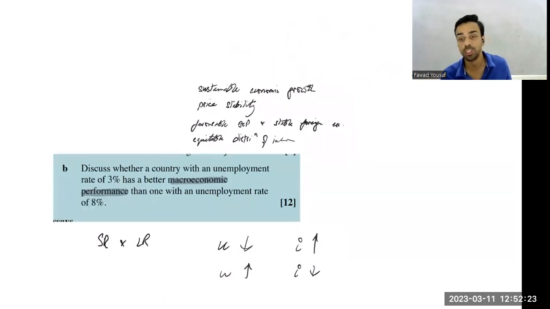You have to talk about the goods and the bads of both low unemployment and high unemployment. You have to talk about both goods and bads, right? And then you can discuss it further with short run and long run.